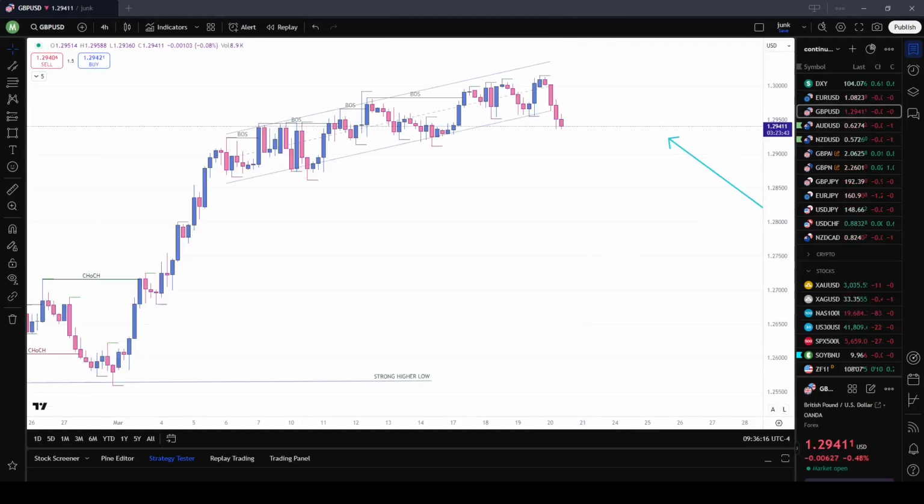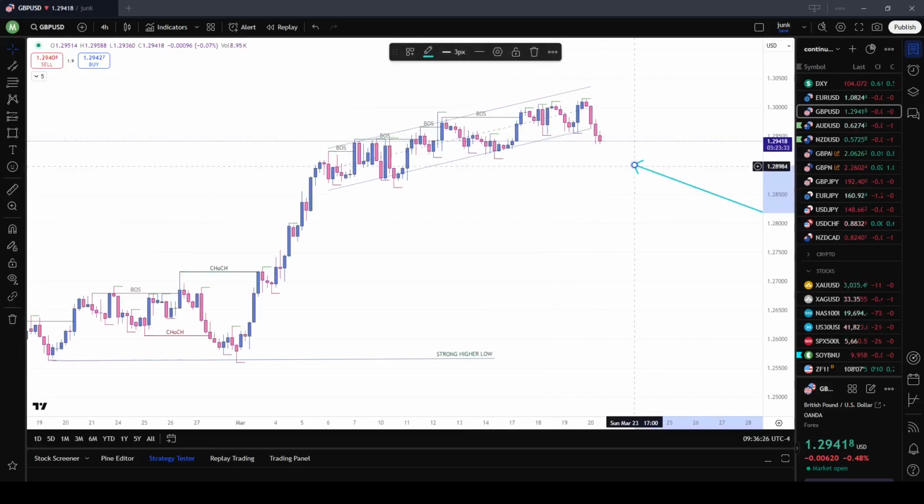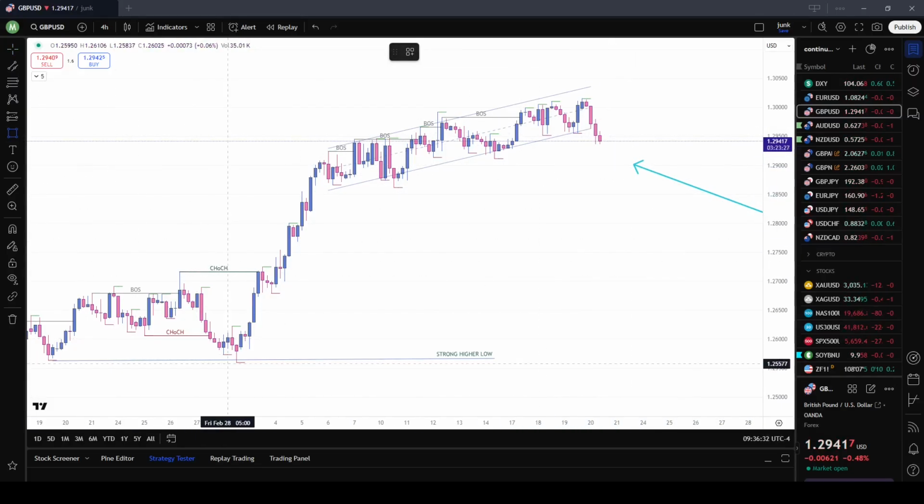GBP USD. This is also breaking out of the range, just fractally breaking out on the 4-hour time frame. Fractally bearish, still swing structure bullish. Hasn't done it on the daily yet. Just going to map out the current range.